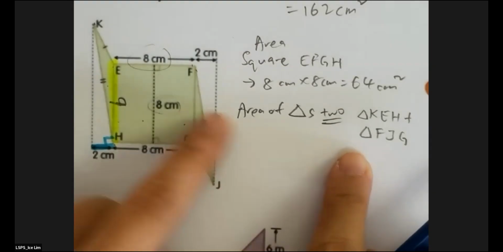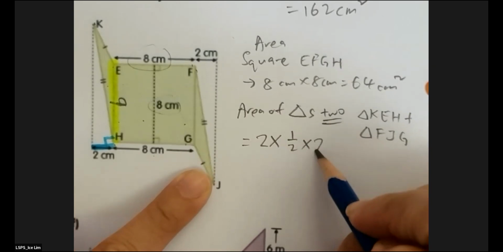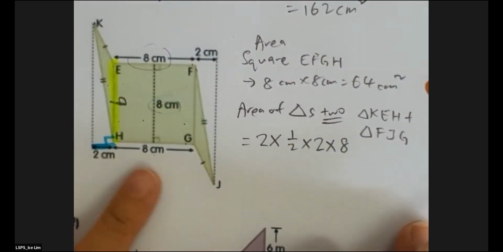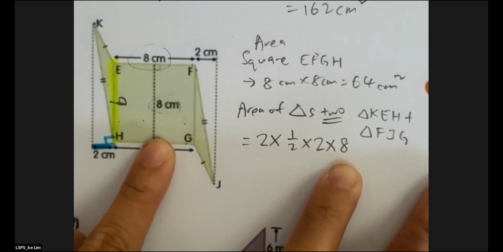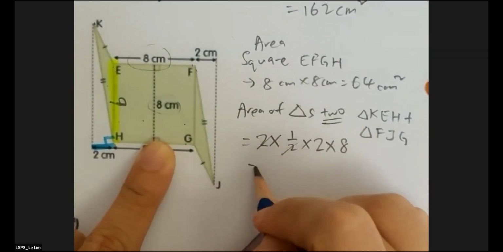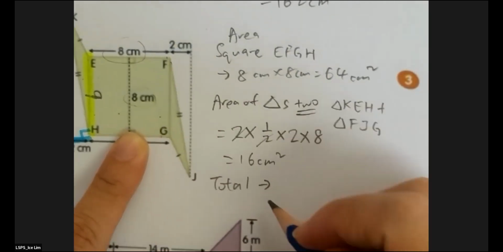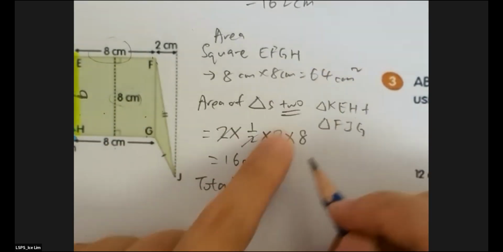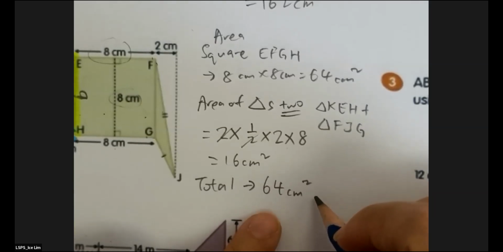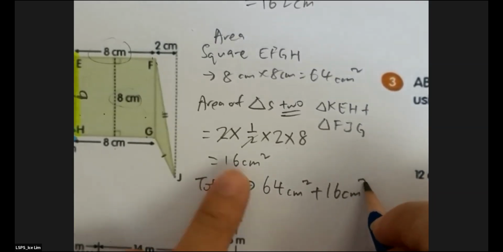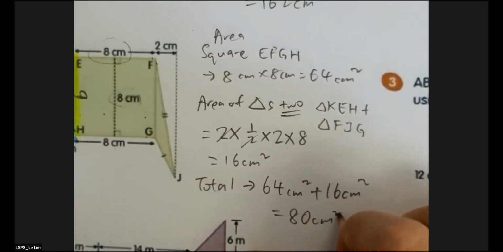So the area of these two triangles will just be 2 times half times base times height. Height is 2, base is 8. Can see? Now I can cancel, 2 times 8, 16 square centimeters. Total area of the shaded part will be, just now I have the square, the square is 64 square centimeters plus 16 square centimeters together will be 80 square centimeters.